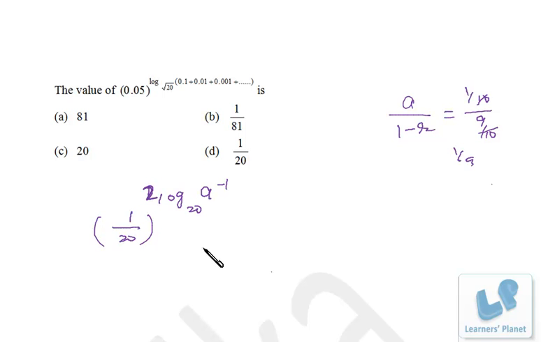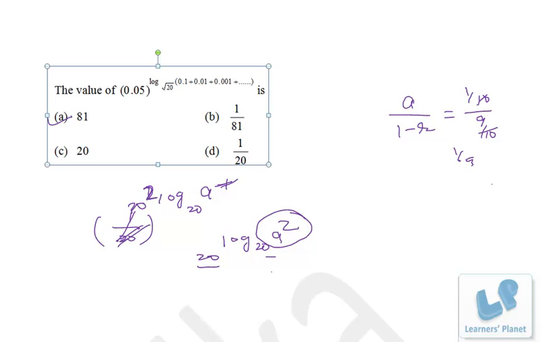Okay, just watch each and every step carefully. Now this minus 1 can be taken over here, so that will be minus 2. So 1 upon 20 raised to minus 2, so that will be actually 20 raised to 2, right? The surd is eliminated. Now this is 20 raised to log of 20 raised to 9 square, right? This square will go over here. So this and this is same, so finally it is 9 square, that is 81.